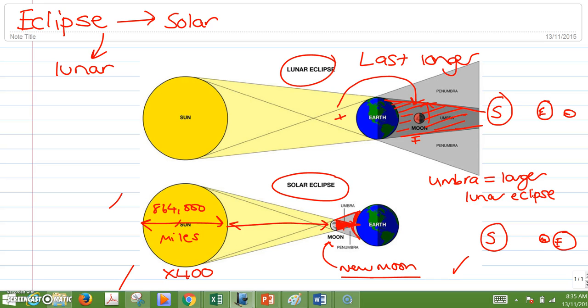So that's the key point. Remember the order: Sun, Earth, Moon for a lunar eclipse, or Sun, Moon, Earth for a solar eclipse. Know the terms umbra, complete darkness, or penumbra, so partial shadow. And know that the lunar eclipse is going to last longer and be able to explain why.